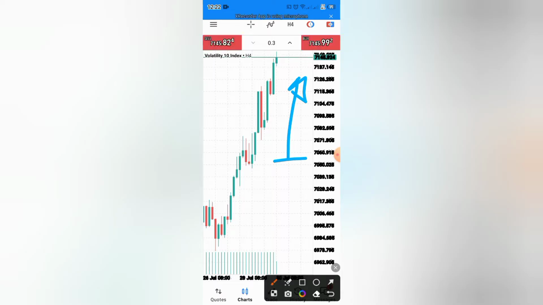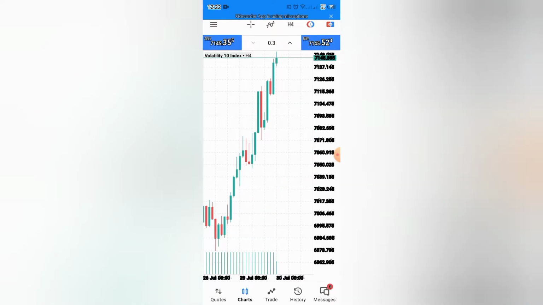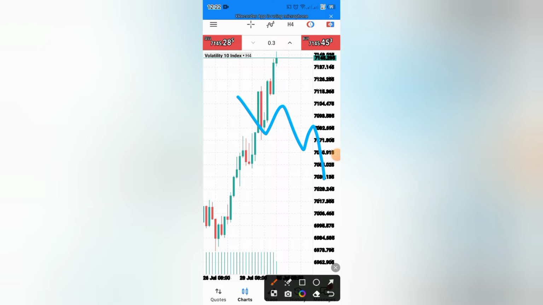So in short, the only time you are buying is in a strong uptrend. You can buy here, you can buy here, you can buy here. As long as it is going up, you buy. And when you say you are selling, it is when the market is downtrending. That's when you are selling, as long as it is going down.